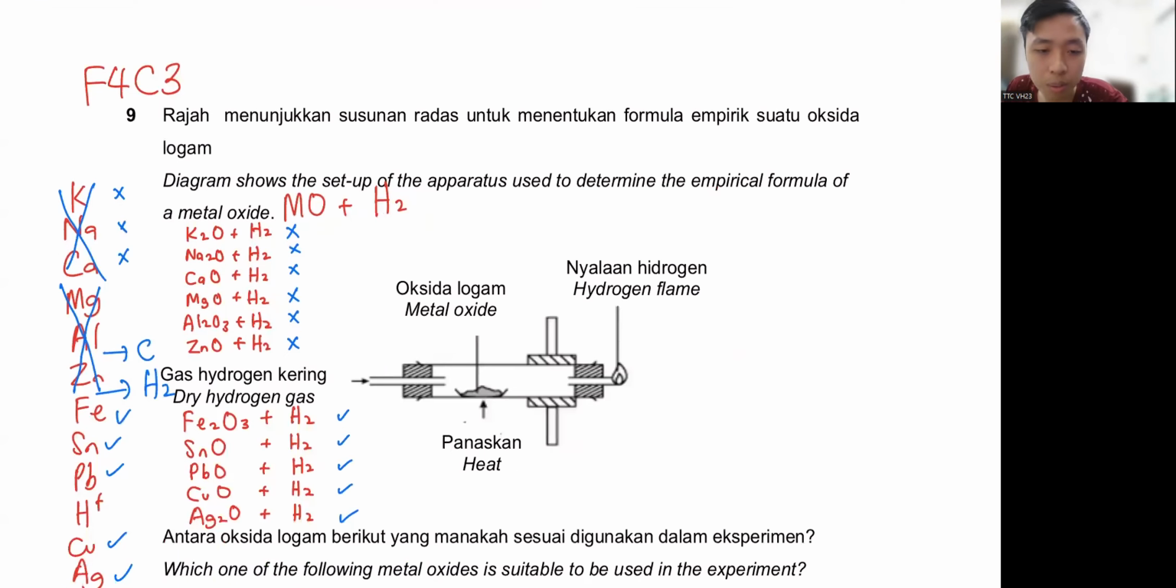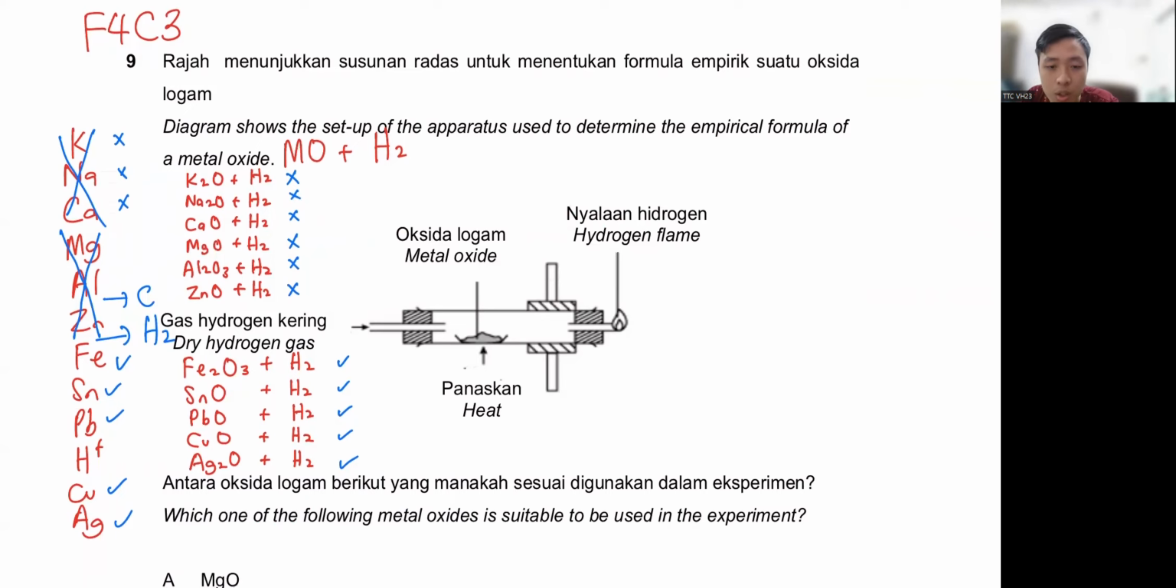Question 9 is for chapter 3. Now this one is limit the reactivity, whether with oxygen, whether with carbon, whether with hydrogen. So this one is talking about hydrogen. Metal oxide with hydrogen flame. Which one can be used as a metal oxide with hydrogen? Now this one you can remember. So you have to know the reactivity series first of all. Then you have to remember hydrogen is between zinc and iron.